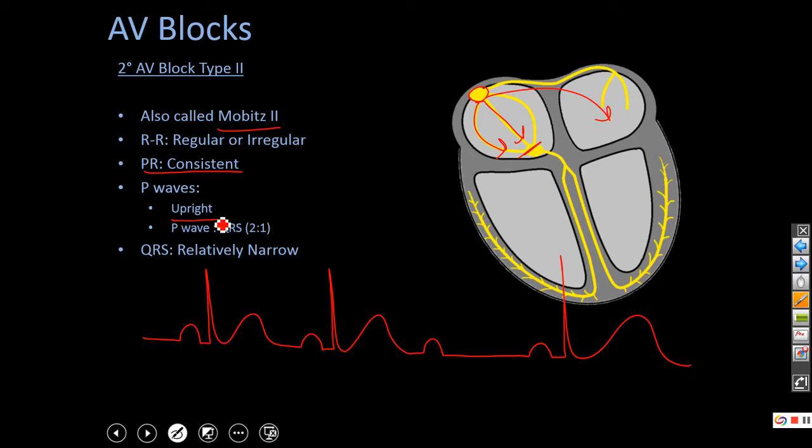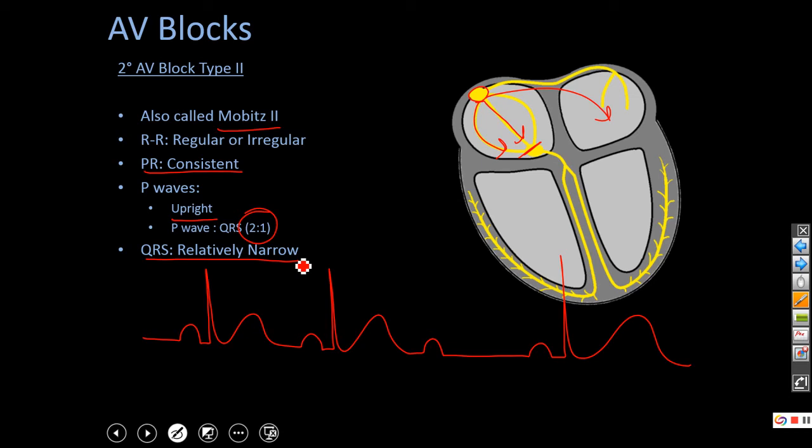P waves are still upright. There is a 2-to-1 AV conduction, just like with second-degree type 1. But the PR remains the same, and the QRS is relatively narrow.